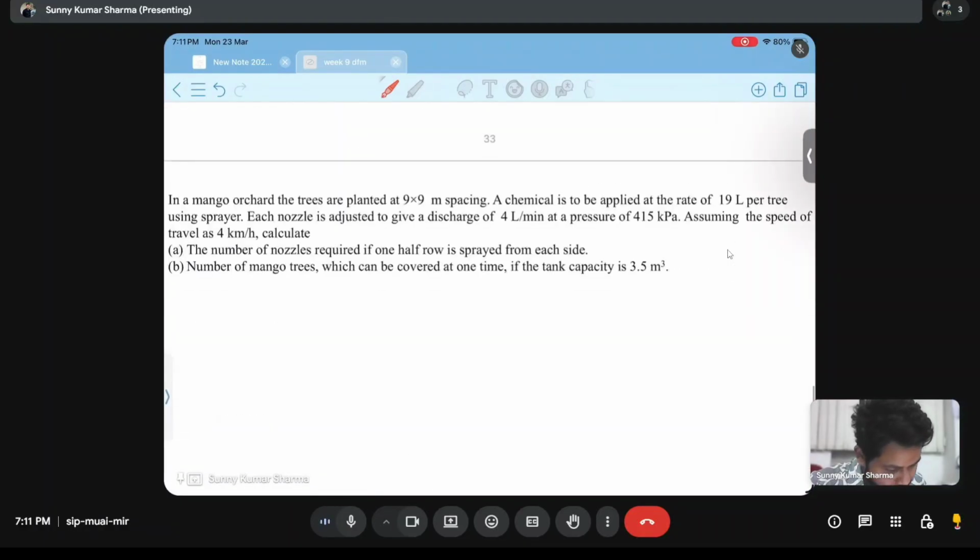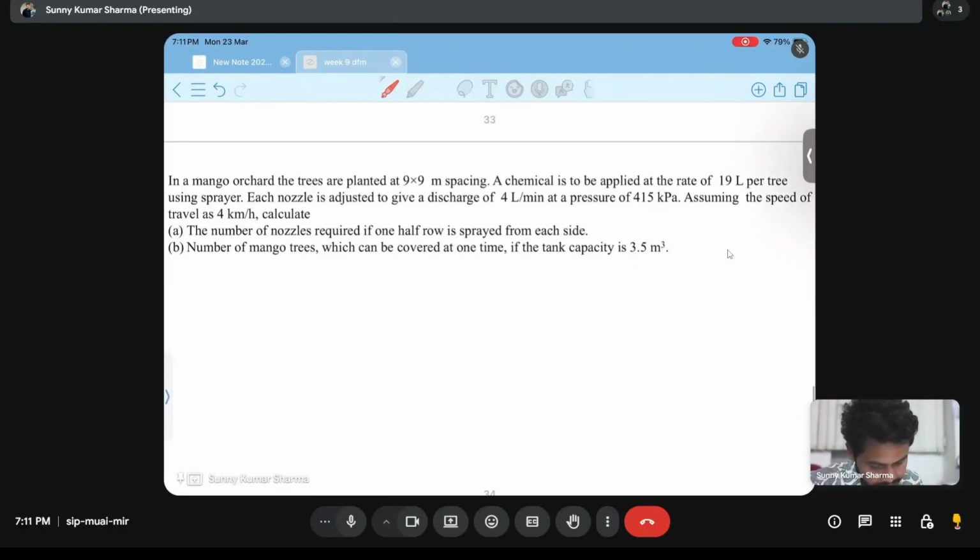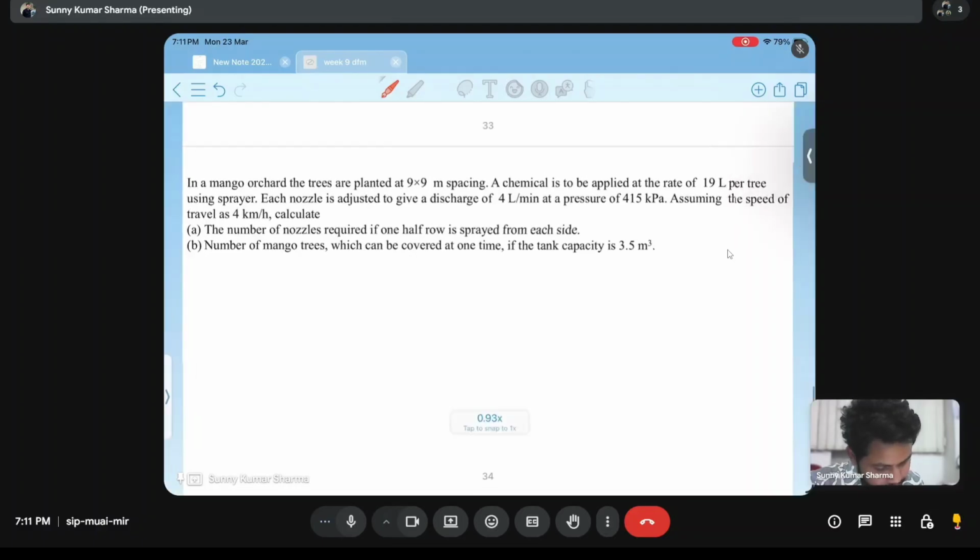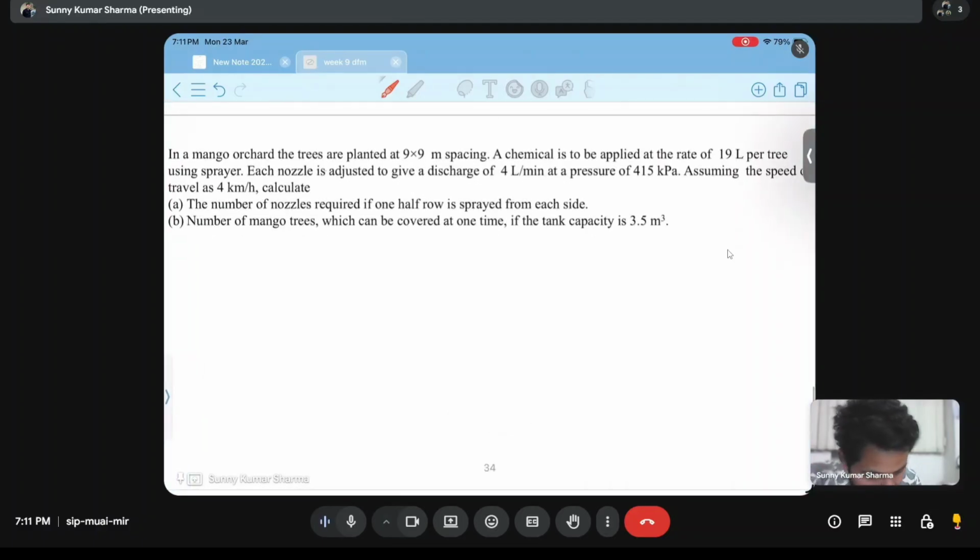No, 19 also, liters per tree. This one. In a windbreak orchard, the trees are planted at 9 meter spacing. The chemical is to be applied at the rate of 19 liters per tree. The sprayer is normally adjusted to give a discharge of 4 liters per minute at a pressure of 450 kilopascal. Assuming the spray is split, the number of nozzles required if one half row is sprayed from each side, and the number of mango trees which can be covered at one time with a tank capacity of 3.4 cubic meter.